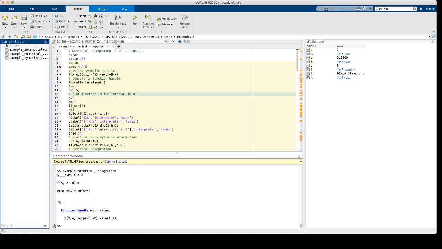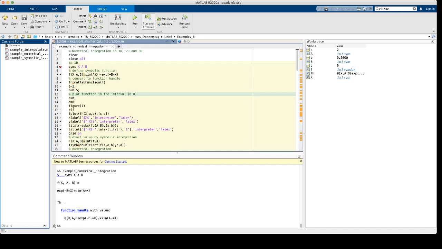In this video I talk about numerical integration in 1, 2 and 3 dimensions. Please open the example script, example numerical integration. It can be found in the folder examples 6 in TIS.